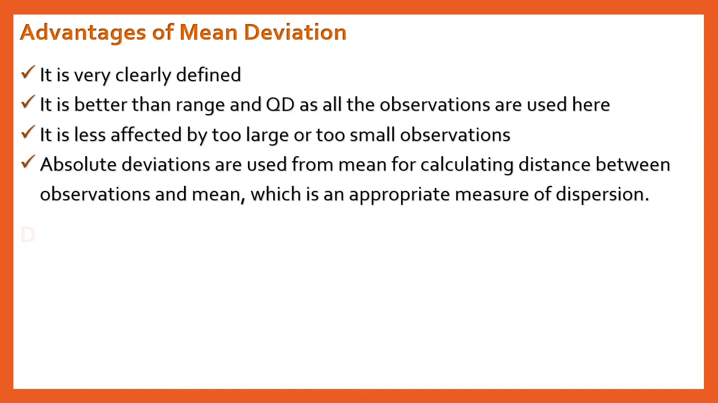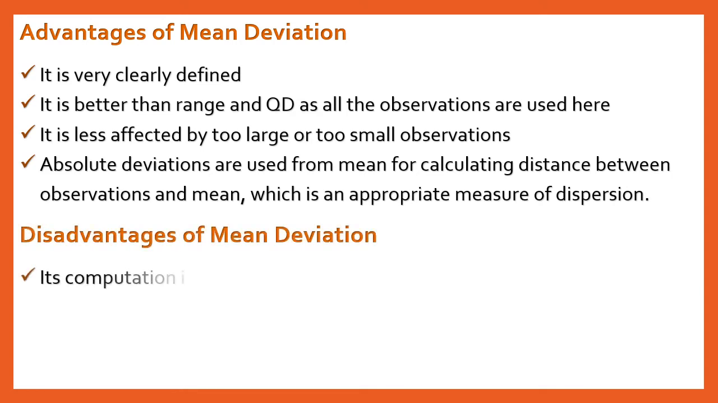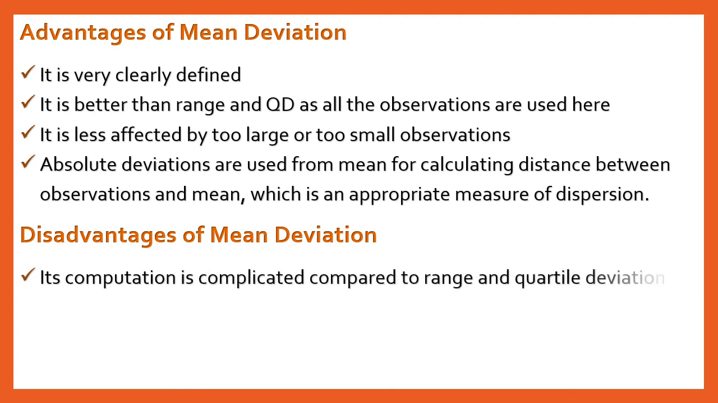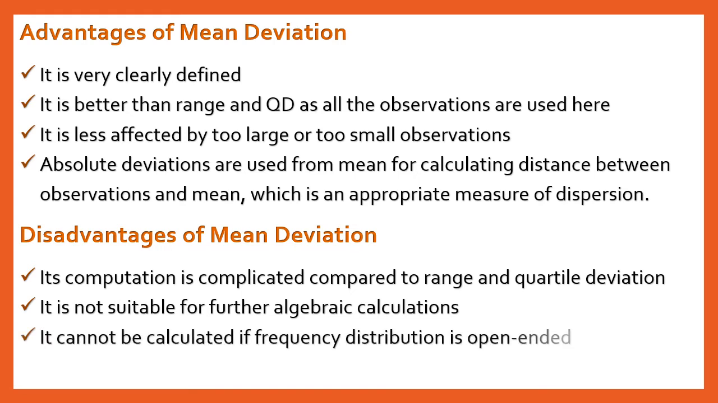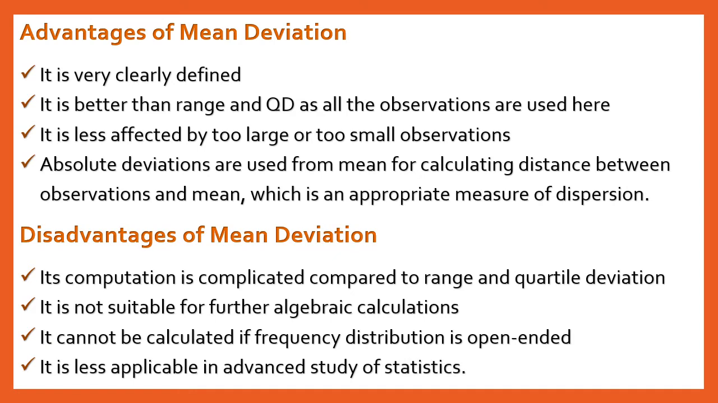appropriate measure of dispersion. The disadvantages of mean deviation: its computation is a bit complicated compared with range and quartile deviation. It's not that easy. It is not suitable for further algebraic calculations. It cannot be calculated if the frequency distribution is open-ended. And lastly, it is less applicable in the advanced study of statistics. That means in future studies of statistics, it is not going to be used a lot.